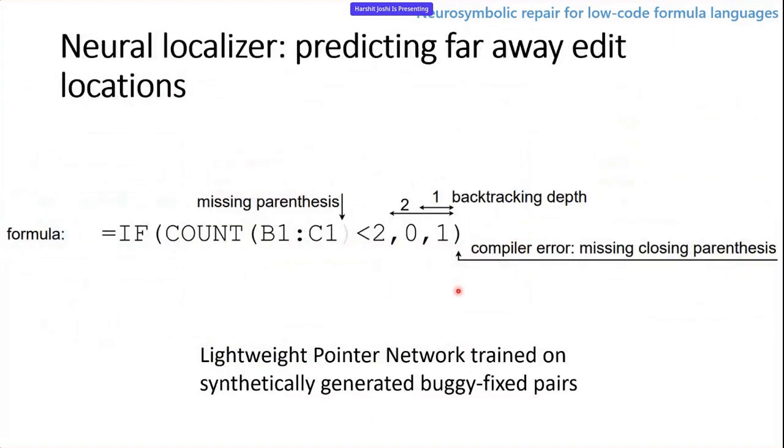In this Excel formula, the compiler raises an error at the end of the formula, and it complains about the missing closing parenthesis. However, the actual error is that the user missed a closing parenthesis after the cell reference C1. And the backtracking depth does not cover the error location. Therefore, we use a lightweight pointer network, which is trained on synthetically generated buggy and fixed pairs. Given a formula, this pointer network tries to predict potential error locations, and then we give these specific error locations to our symbolic enumeration system.